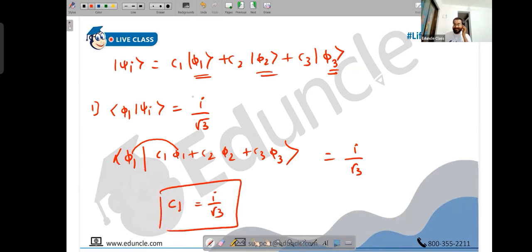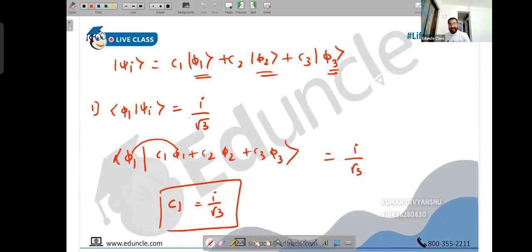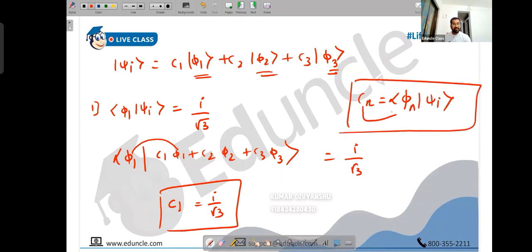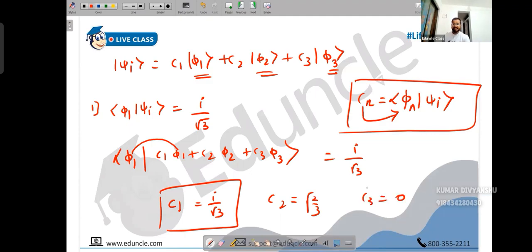Meaning, they have given you C1, C2 and C3 in a roundabout way. It's directly C1, C2, C3. Have a look. Phi 1 psi I is i upon root 3. It means C1 is i upon root 3. A different, very beautiful way to write it. So in general, if I want to write Cn, it will be phi n psi I. So nice. Cn is the coefficient corresponding to phi n, like C1 phi 1, C2 phi 2, C3 phi 3. Nice, no? Make a note. Similarly, C2 is directly given to us as root of 2 by 3, and C3 is directly given to us as 0. Very interesting.